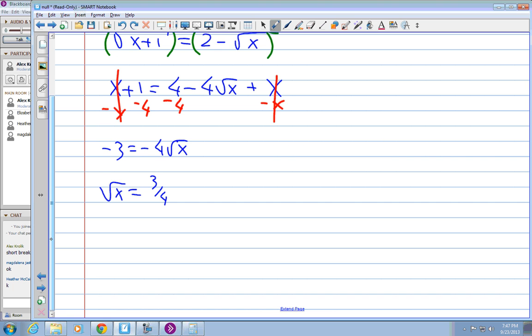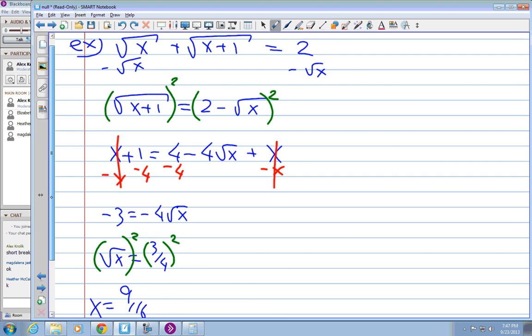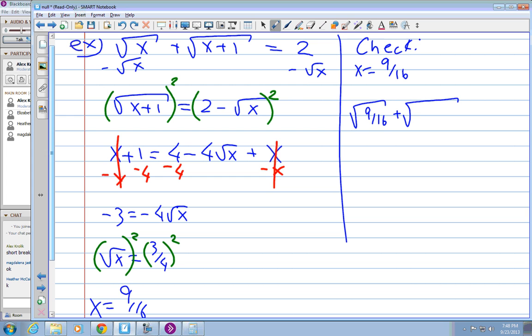So now again, kill that radical. Square both sides. X equals 9/16. Okay? I still need to check that. And when I check it, I plug it back into the most original problem. So here's checking. X equals 9/16. So when I plug it into my problem, I'll get square root of 9/16 plus the square root of 9/16 plus 1. Will that equal 2?